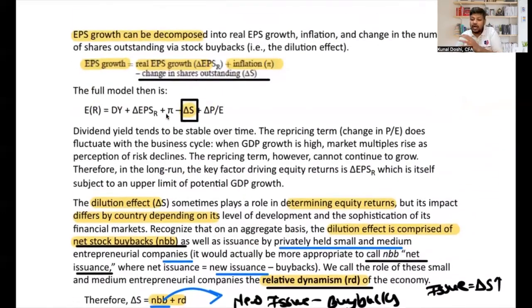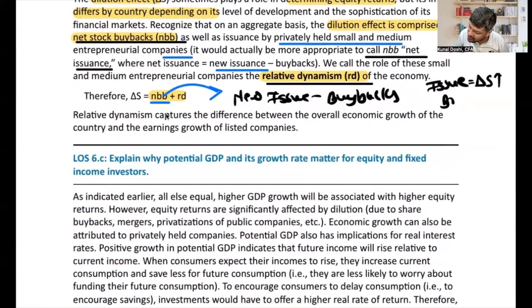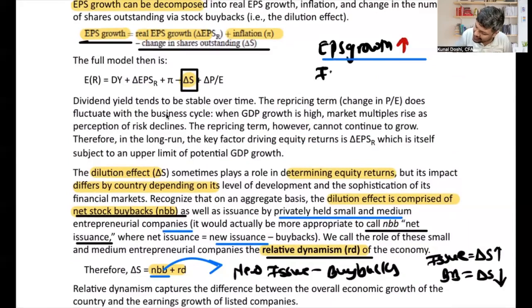If more shares are issued, earnings per share will go down. See, therefore it's negative. But if there is more buyback, change in S will fall or be negative. Then the negative becomes positive and the EPS growth will increase. So again, I'll write down the EPS growth will increase if the issuance is less than buyback.